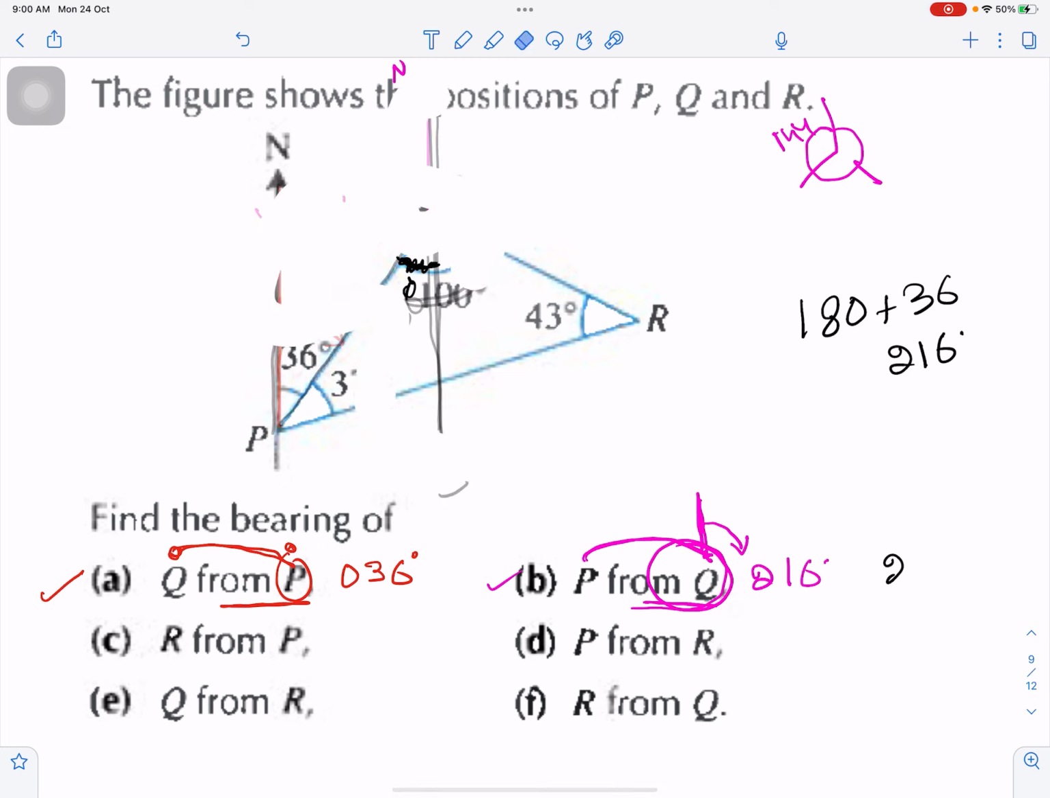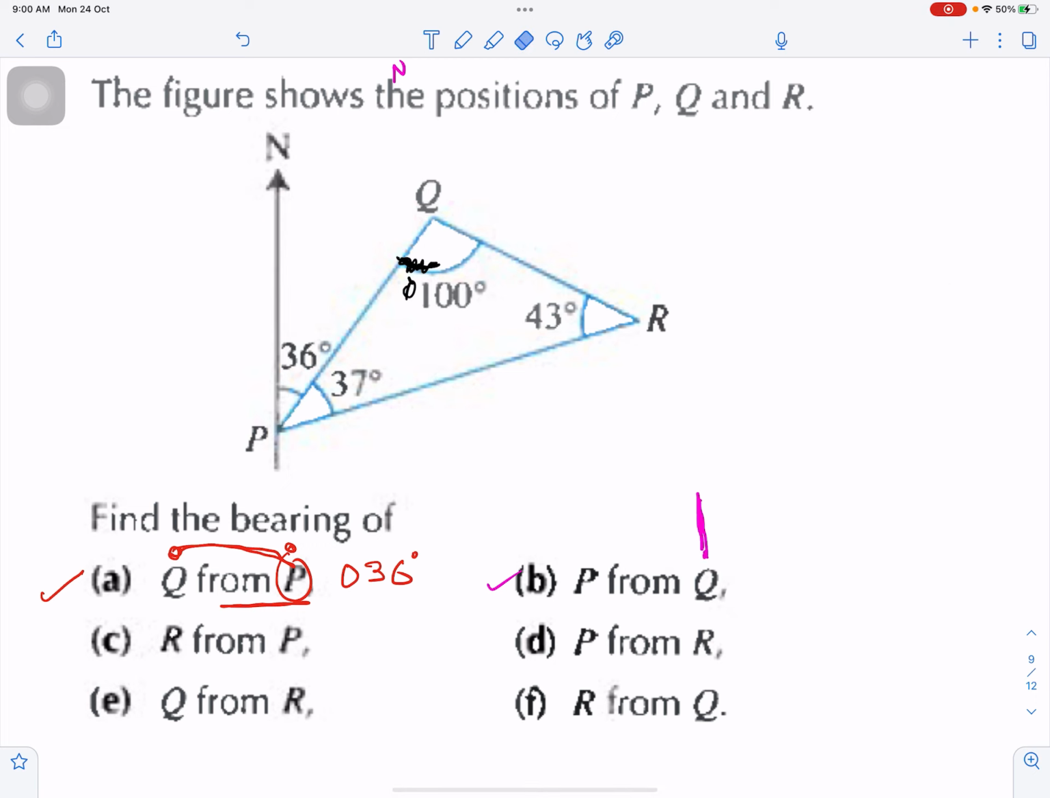Let me erase this to give it a neat look, otherwise it will be very confusing. Okay, so now we are doing R from P. I will draw north at P now. It is already drawn here for us. You can see this. Now I will join the line to connect R and P. This is also connected here, right?